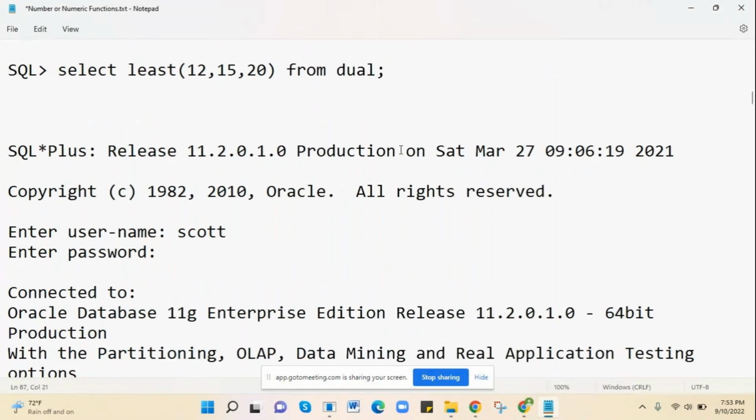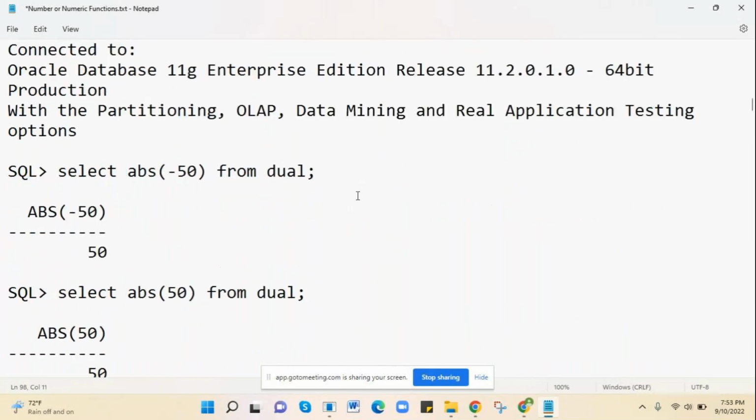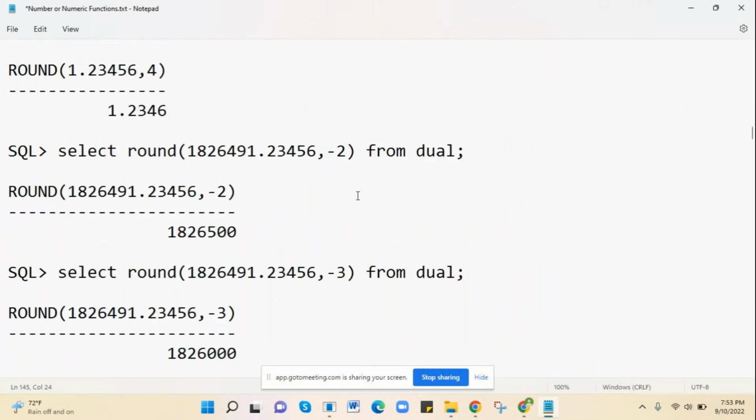ఓకే, ఇది మార్చ్ 27, 2021 9 o'clock. మంచిగా ఉందాం బాబు. ఓకే, మంచిగా జస్ట్ కాపీ చేసి పేస్ట్ చేసుకోండి, మీకు ఆన్సర్స్ వస్తాయి ఇక్కడ మంచిగా.